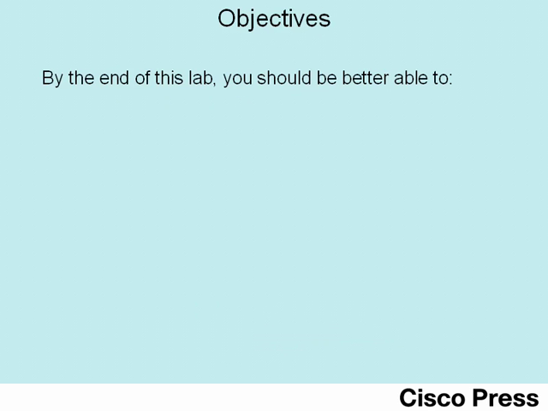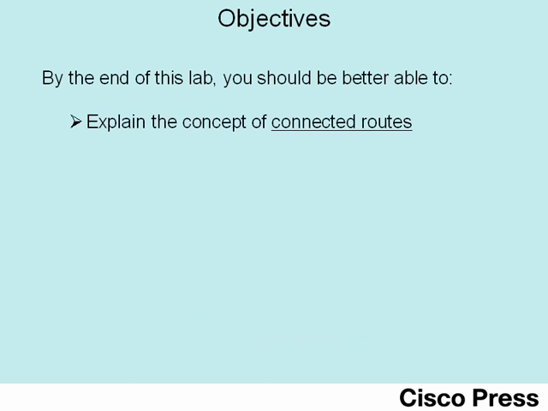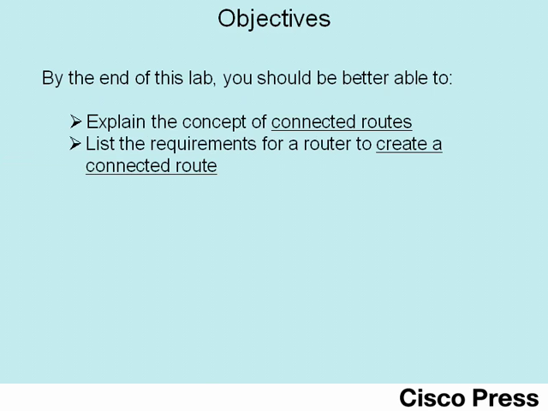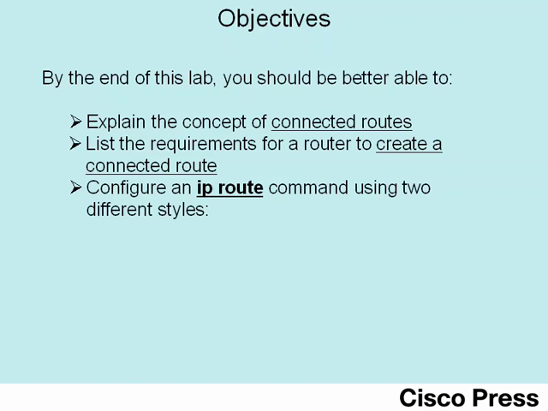Let's look at the objectives for a moment. By the time you're done with this lab, you should be able to better explain the concept of a connected route. In particular, you should be able to list the requirements that a router has before it will decide to add a connected route to its routing table. You should also know a lot more about the IP route command, which a router uses to configure static routes.